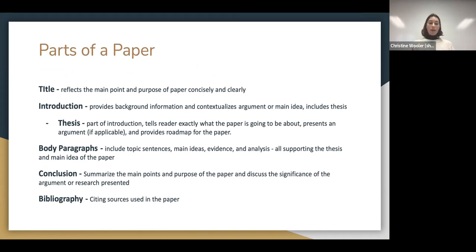what you're going to talk about first. So body paragraphs, that's the meat of your paper. Those are all going to include topic sentences, main ideas, evidence, and analysis, and all of that should tie back into your main idea, which is represented in your thesis. So your paper should reflect your thesis. And then conclusion: you're summarizing those main points again and the purpose of the paper, and then why does it matter? Why should your audience care? So discussing the significance of the argument you just made is super important. And then the bibliography obviously goes last, and that's just citing your sources.